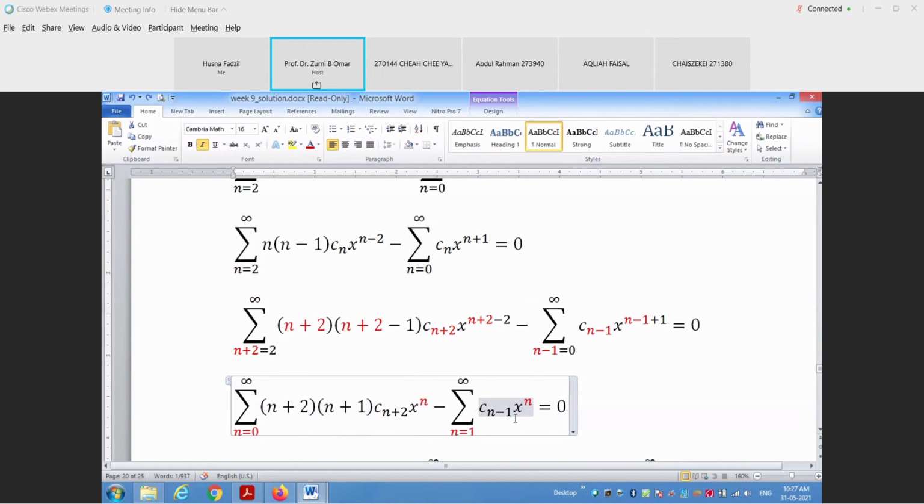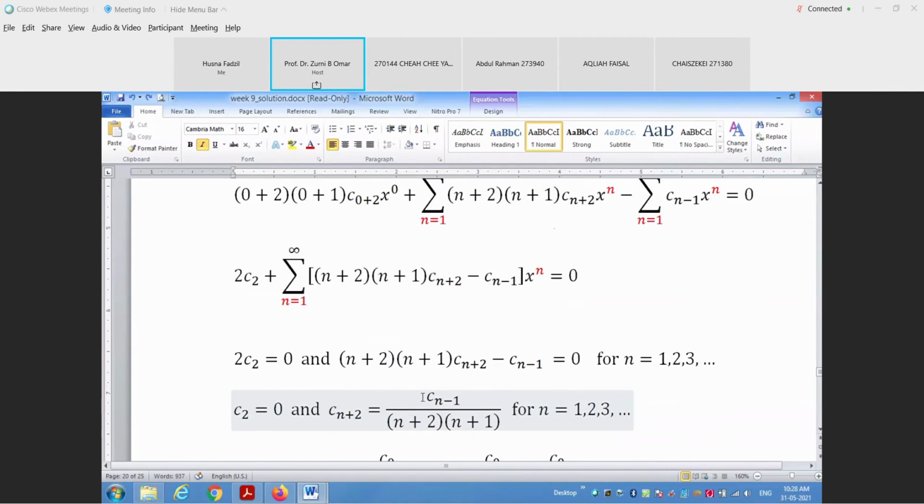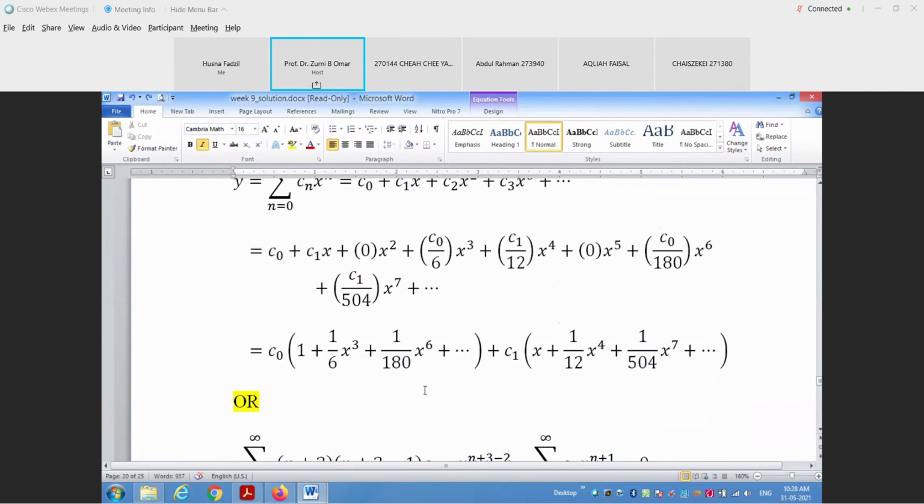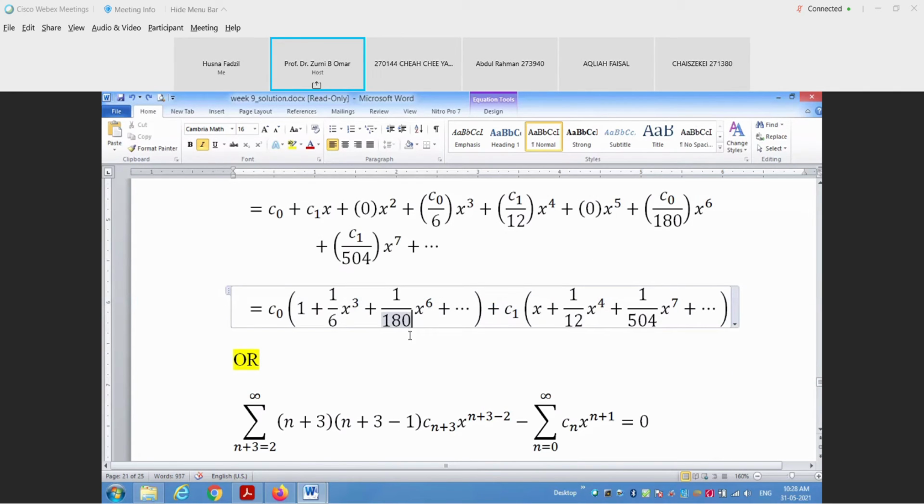The question is, how about if we change both x power of n minus 2 and x power of n plus 1 to a power other than x power of n? Will we get the same answer? For example, if we want to change this to x power of n plus 1, will we get the same answer? The answer is yes. So that's why I put it here.